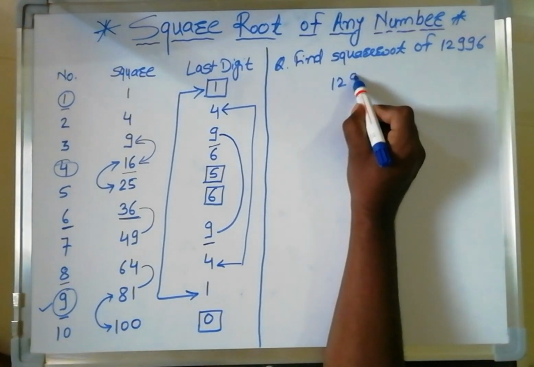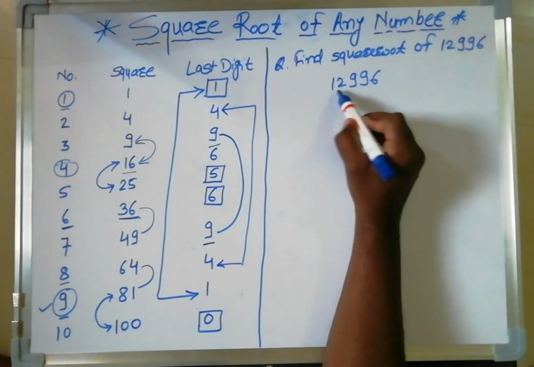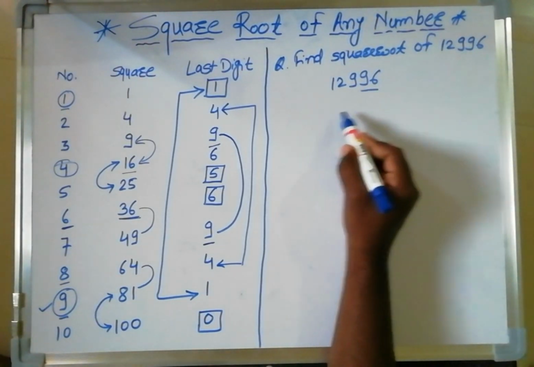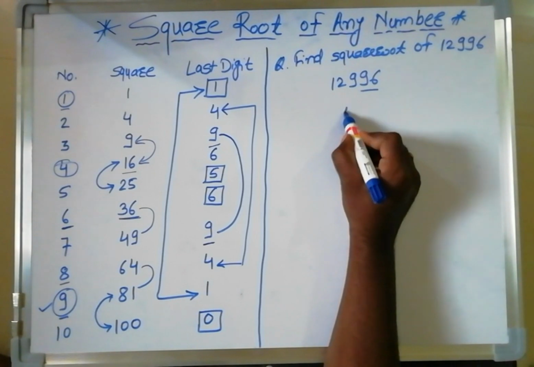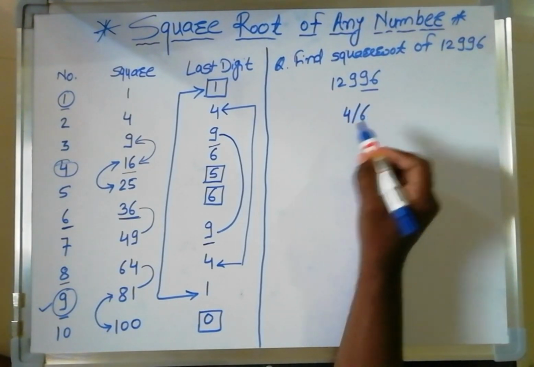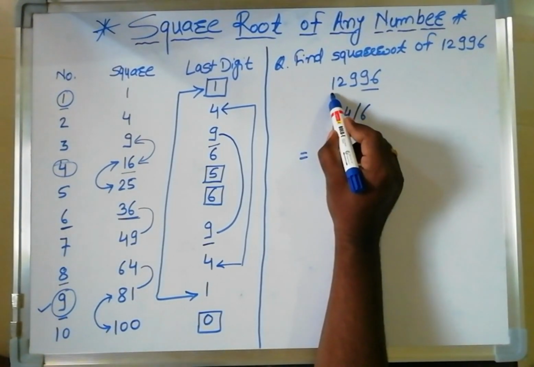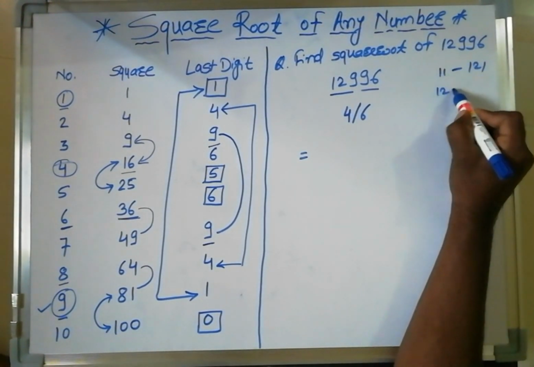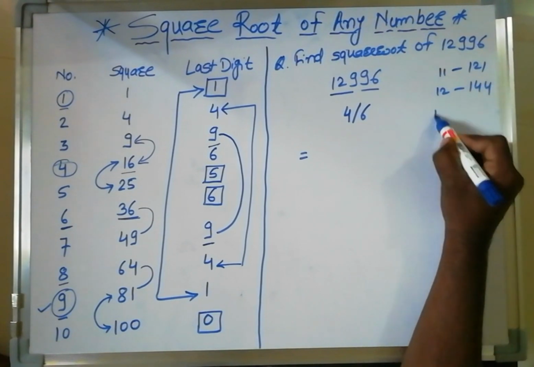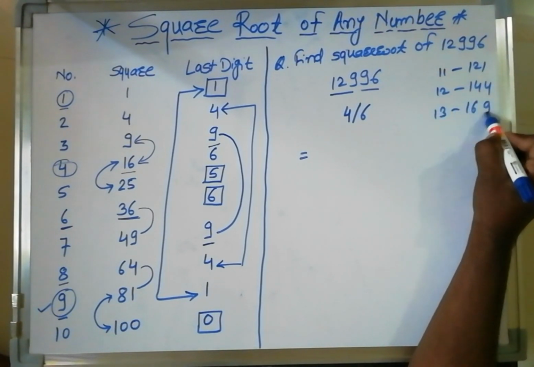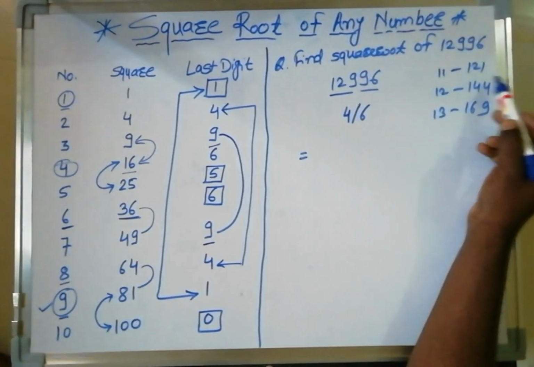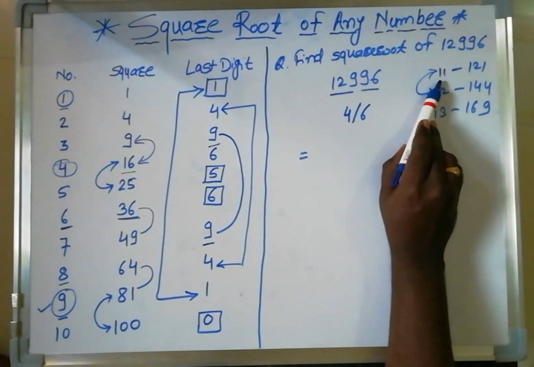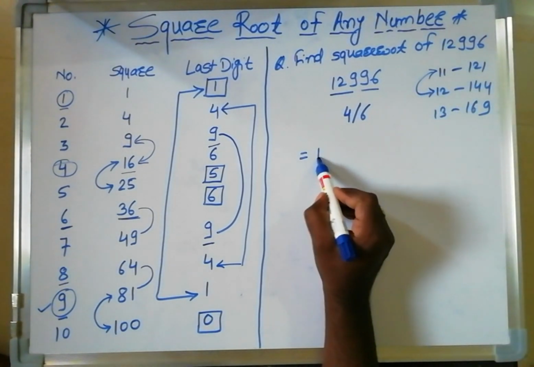Now we have to solve the square root of 12,996. Consider the last two digits, that is 96. So the number ends with either 4 or 6. Now we have to consider this 129. 11 has 121, 12 has 144, and 13 has 169. Now this 129 comes in between 11 and 12. The smaller number will be 11. So we have to write here 11.